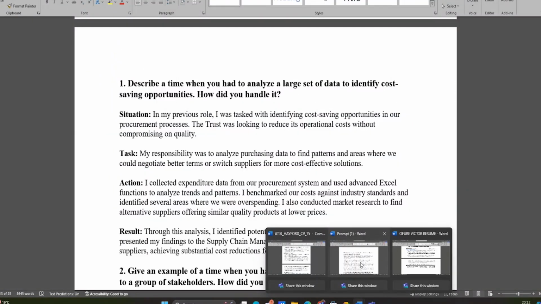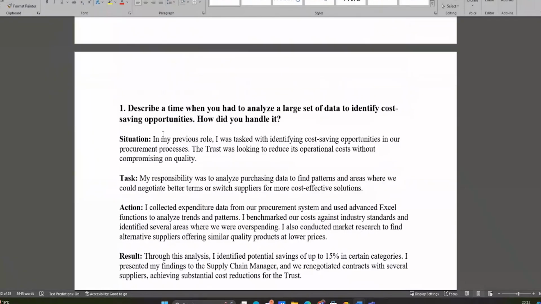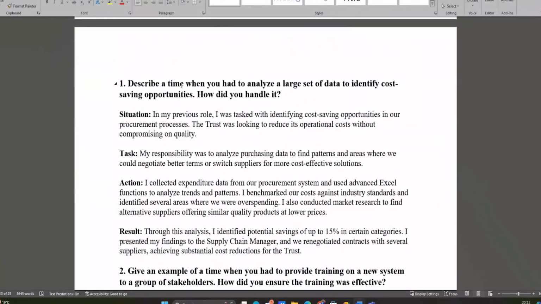in the prompt we have here. So this is it now. So the questions and answers. Let's go through this. ChatGPT generated questions based on the job description, and then answered them with the CV of this person for that specific role. Now look at the first question. The first question is: describe a time when you had to analyze a large set of data to identify cost saving opportunities.